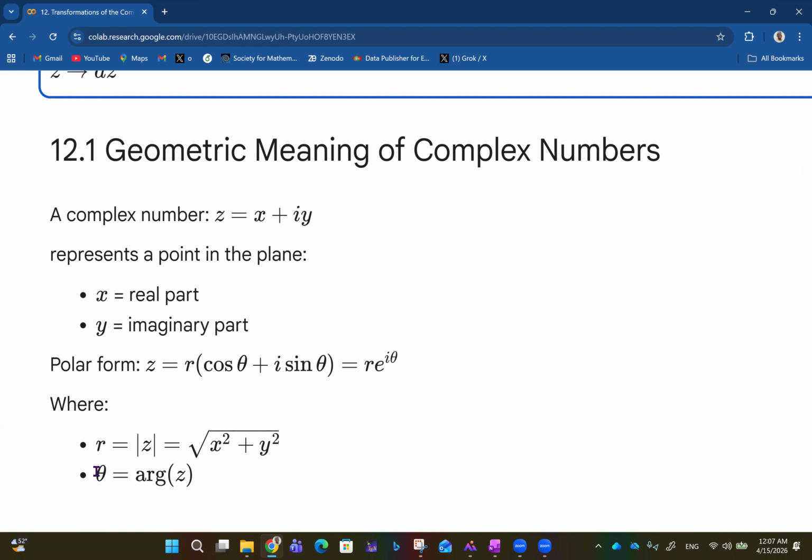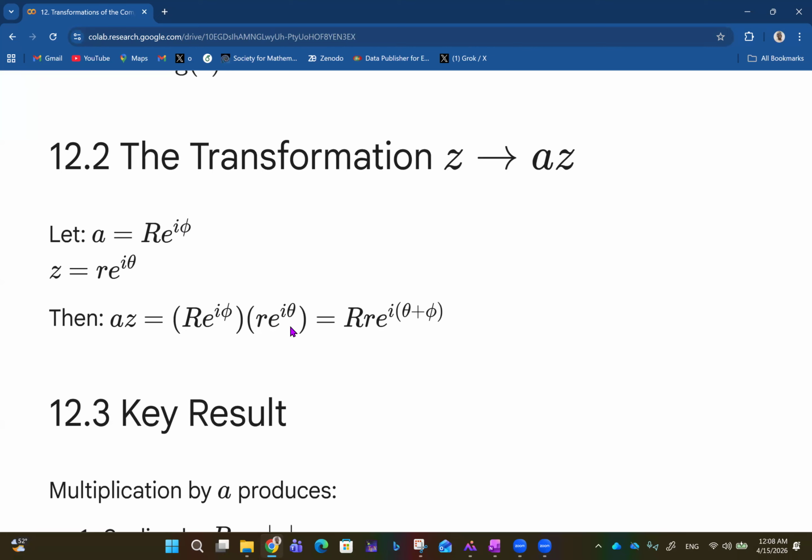Okay, so in 12.2, the transformation Z mapped to AZ. That means if you let A be R e raised to power I phi, then Z is r e raised to power I theta, then AZ will have to be... normally this should be like in the last video. We said usually we like to take Z as X plus IY and A as say P plus IQ. So we could actually do it that way, but this is also a very nice way of handling this kind of thing. So A is R e raised to power I phi, and Z is r e raised to power I theta.